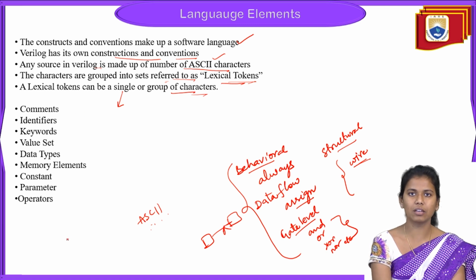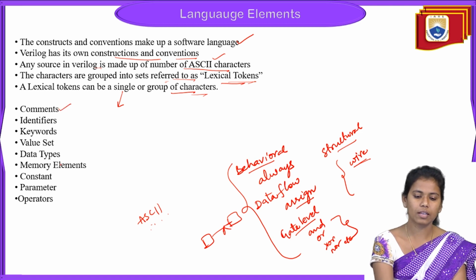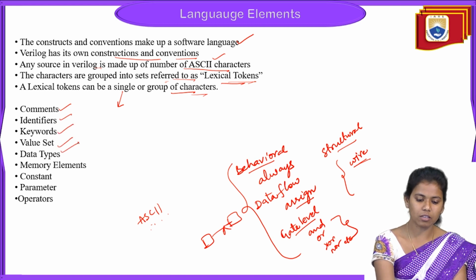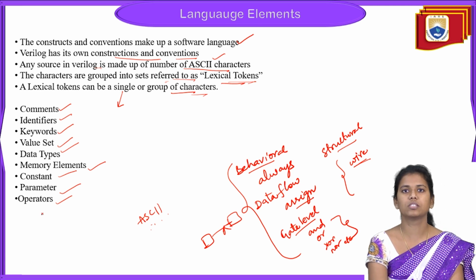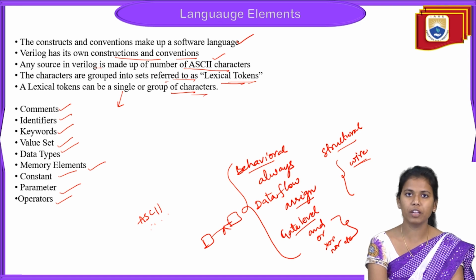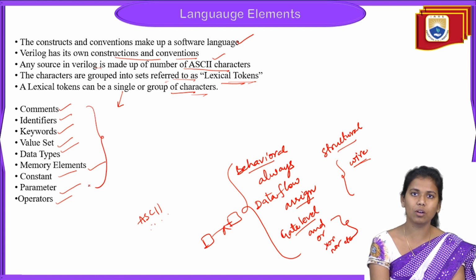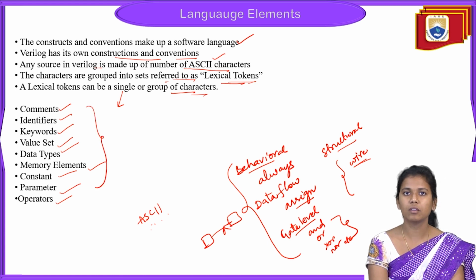So here are some lexical tokens, or language elements, that we see in Verilog. First come the comments, identifiers, keywords, value set, delays or data types, memory elements, constants, parameters, and operators. In detail we are going to discuss what these lexical tokens are and how they are going to help us in order to write a program.